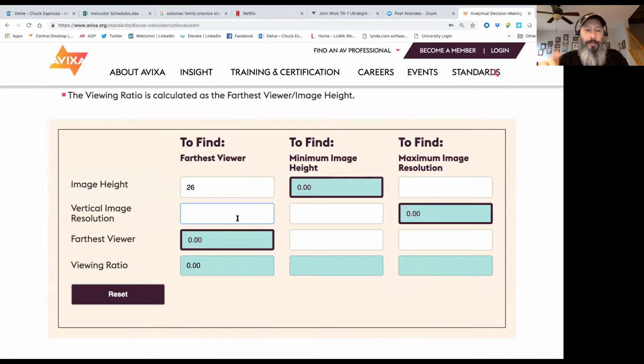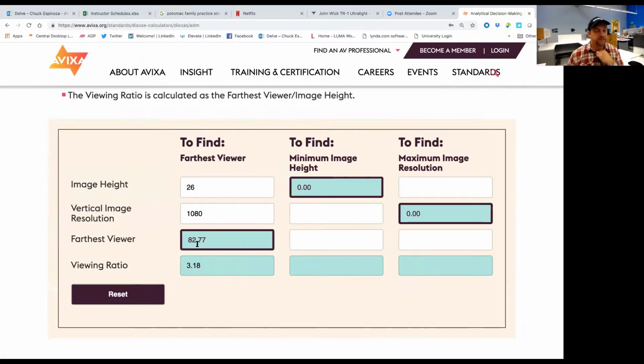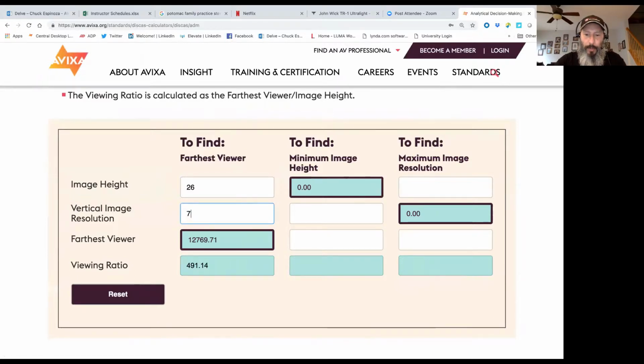So my vertical image resolution, say it's 1080. My furthest viewer is 82.77 inches. How many feet is that? Just almost 7 feet. If you think about a huddle space, that's about right. There's not going to be much deeper than that. My viewing ratio is 3.18 times the size of the screen. Now, say I need a bigger furthest viewer. What I need to do is actually lower my resolution. Now I get 10 feet.